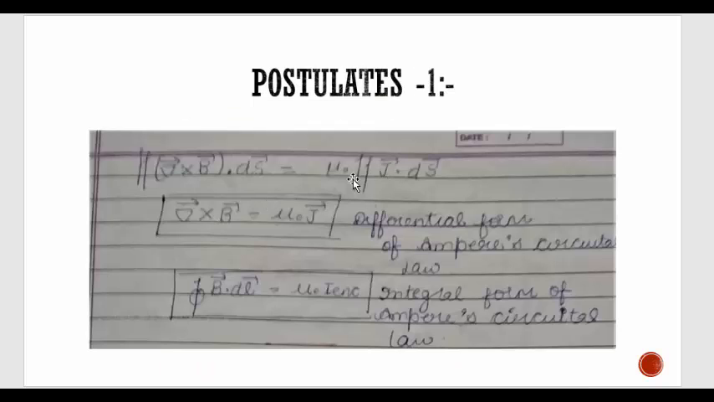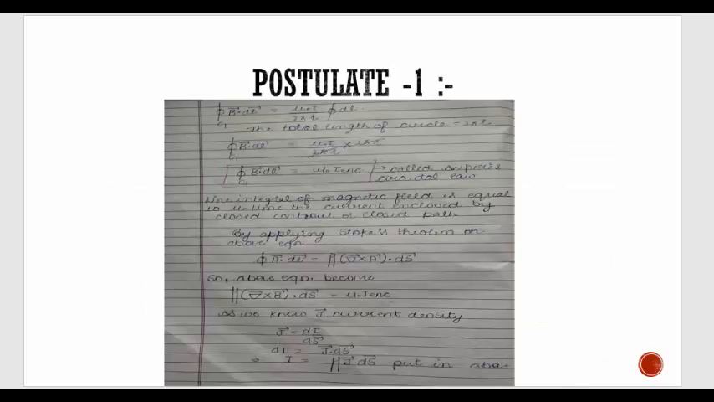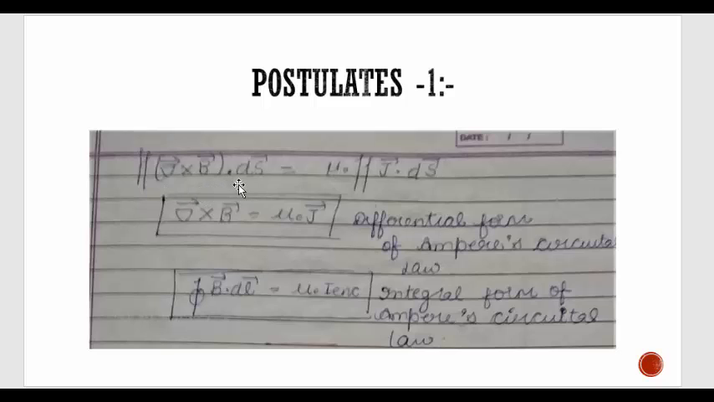So after filling the value of I in the above equation, we get del cross B dot ds is equal to mu naught surface integral J vector dot ds vector. So surface integral cancels out with surface integral and ds cancels out with ds. So we are left only with del cross B is equal to mu naught J vector. This is the differential form of Ampere's circuital law, and the integral form is B vector dot dl vector line integral is equal to mu naught I. This is the integral form of Ampere's circuital law, and this is the first postulate of magnetostatics.